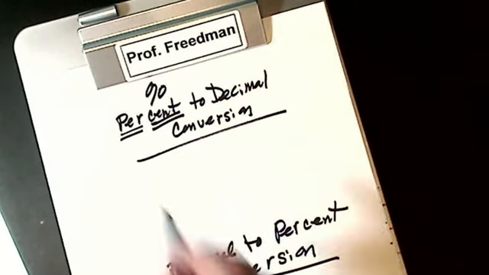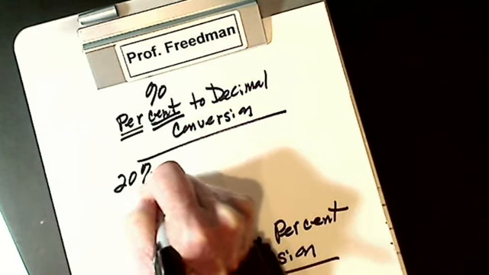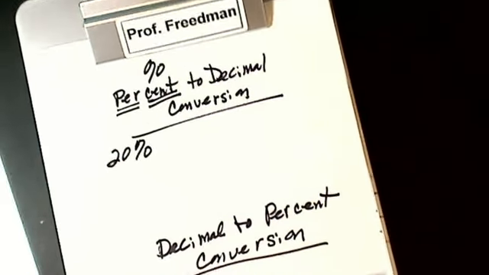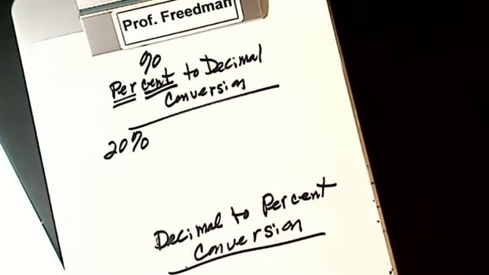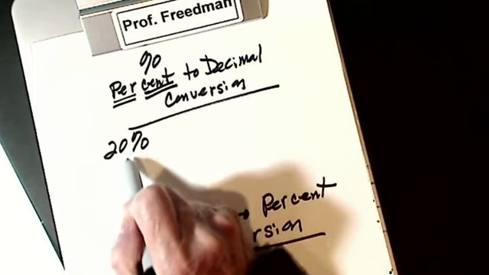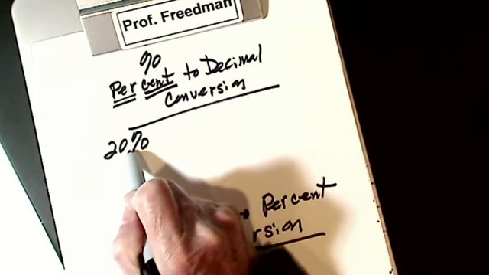So let's say I have 20%. We want to change it to a decimal. I see the percent sign. Percent means divide by 100. An easy way to divide by 100 is move the decimal 2 places, the number of zeros. So I have to know that every whole number has a decimal point at the end. I have to move it 2.